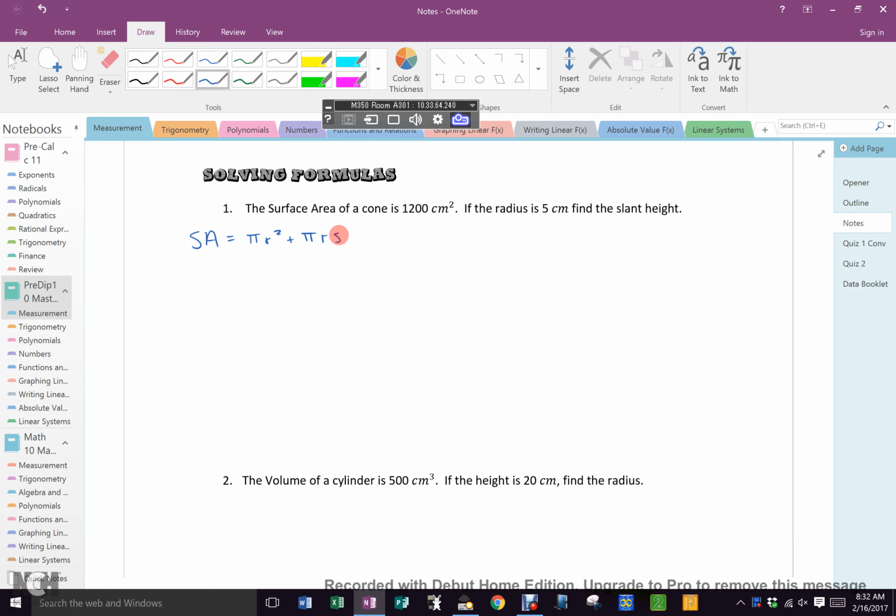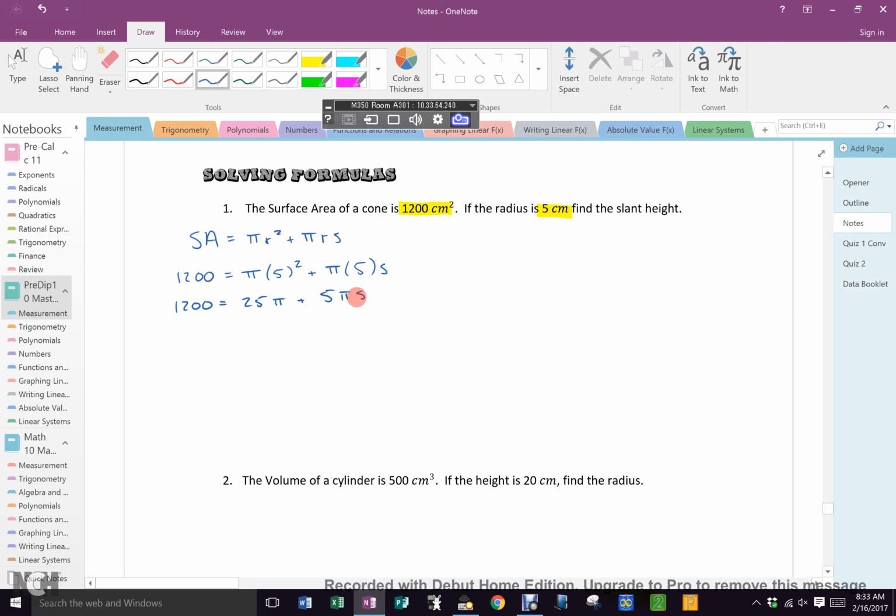So what do you get to put in this formula? Surface area, where it says surface area, 1,200 equals pi. What goes in for r? 5 squared plus pi times 5 times s. Yes? And then we would solve this algebraically, right? So let's do so. 1,200 equals 25 pi plus 5 pi s.